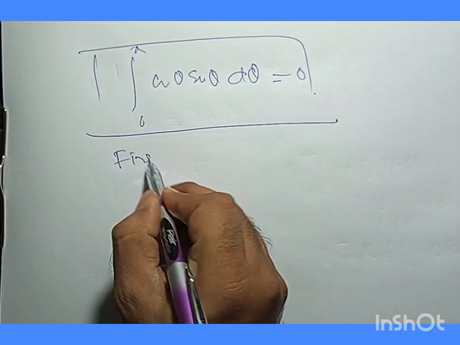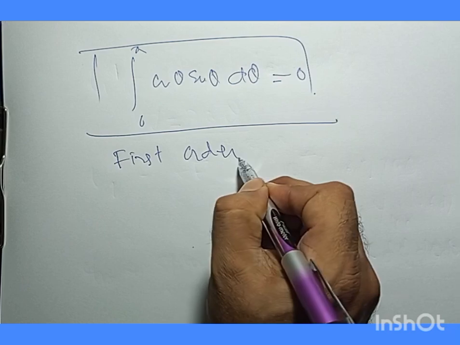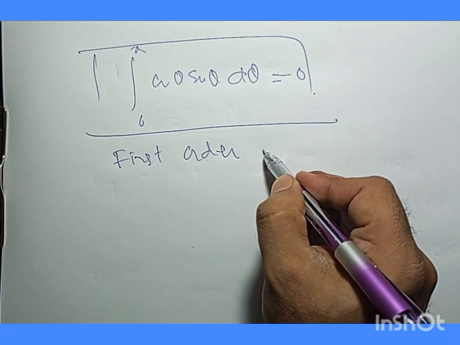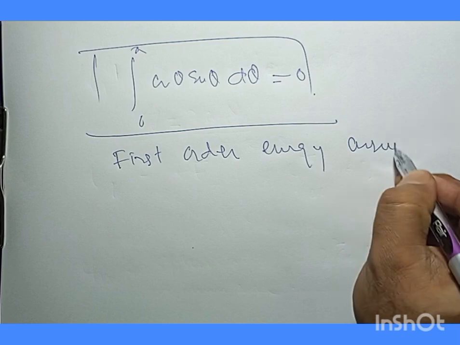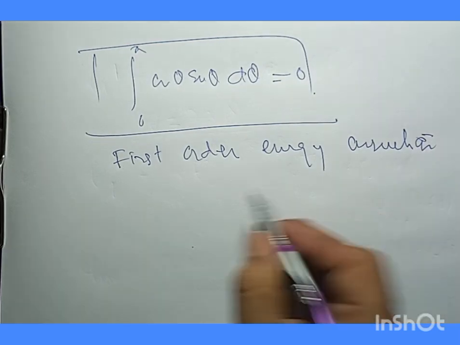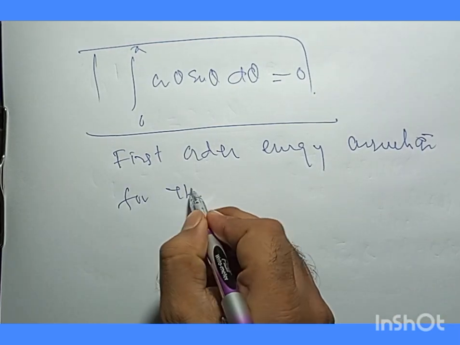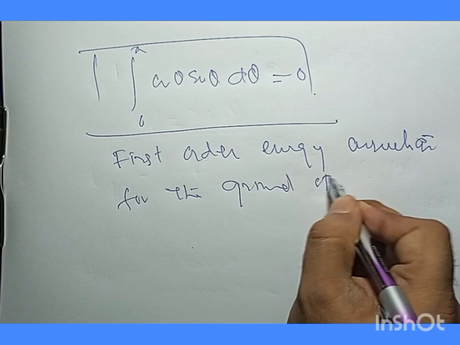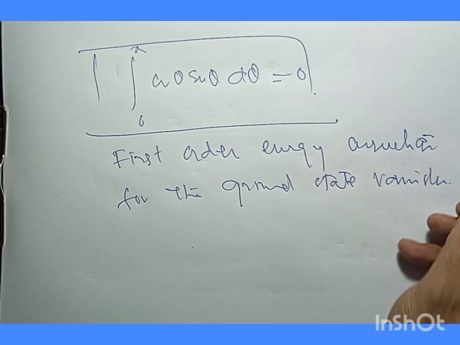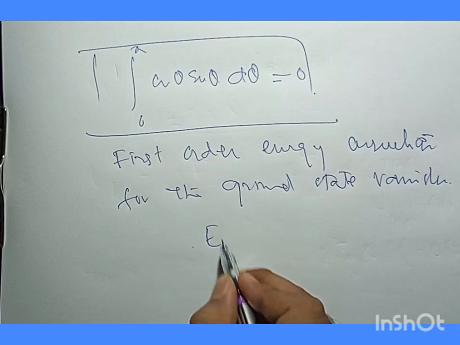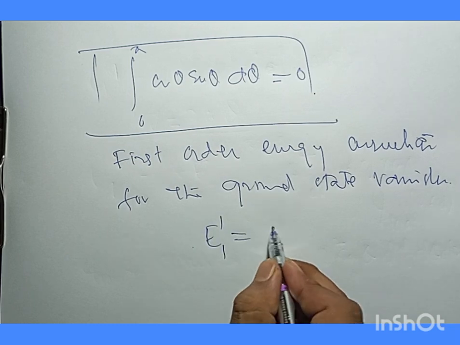So the first order energy correction for the ground state simply vanishes. I will say that E11 is simply 0.